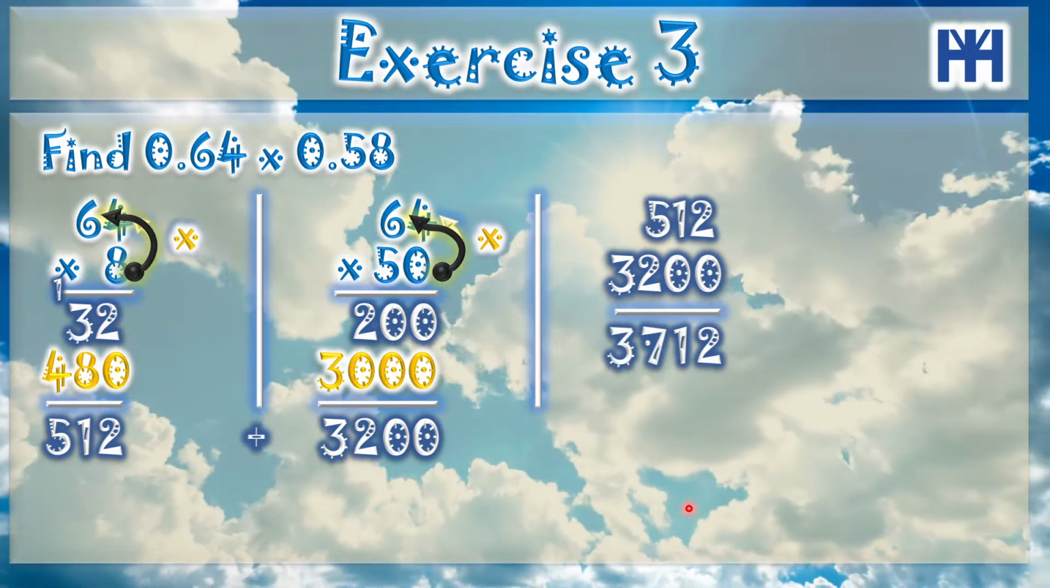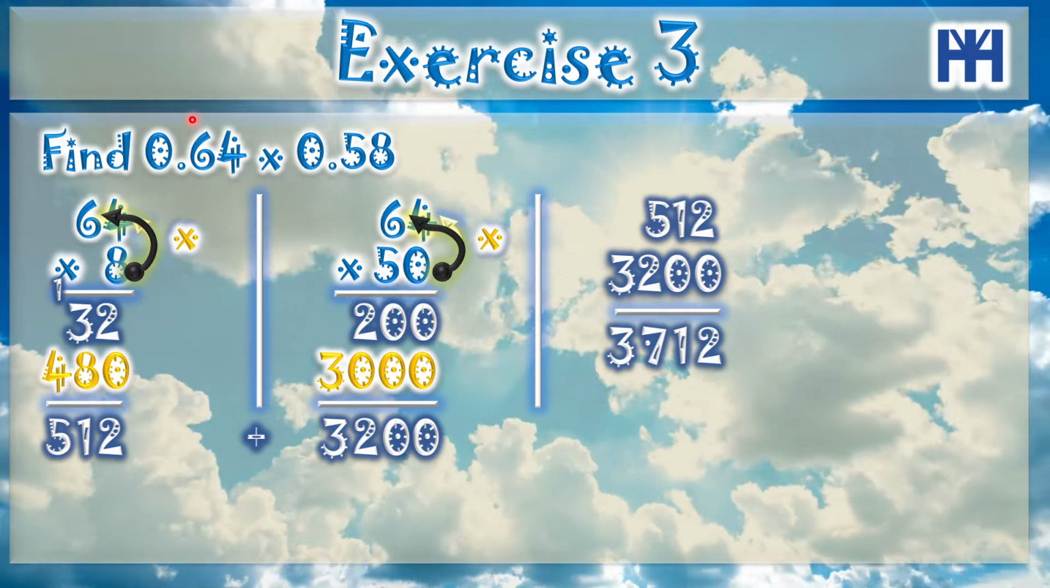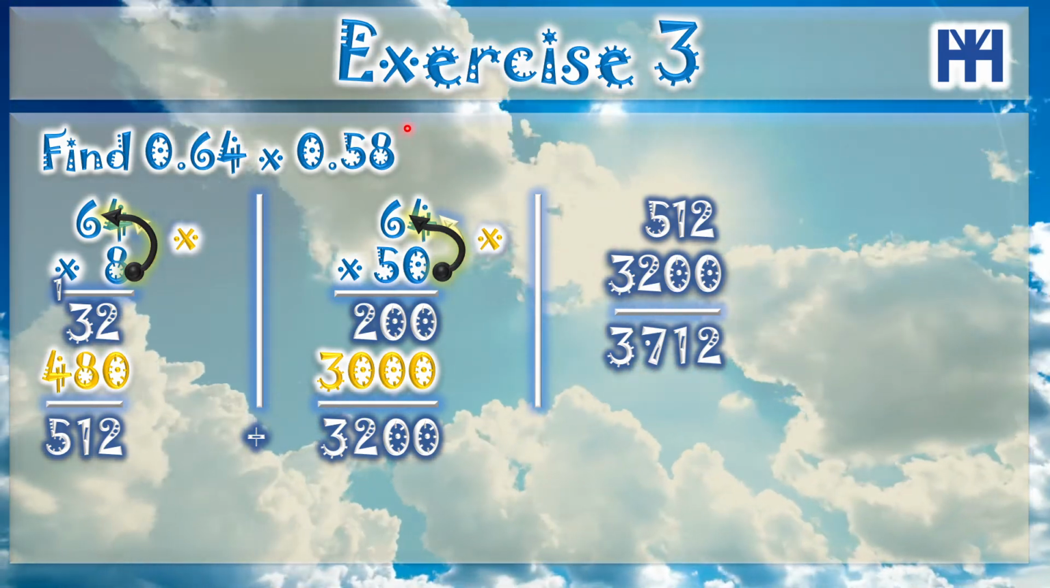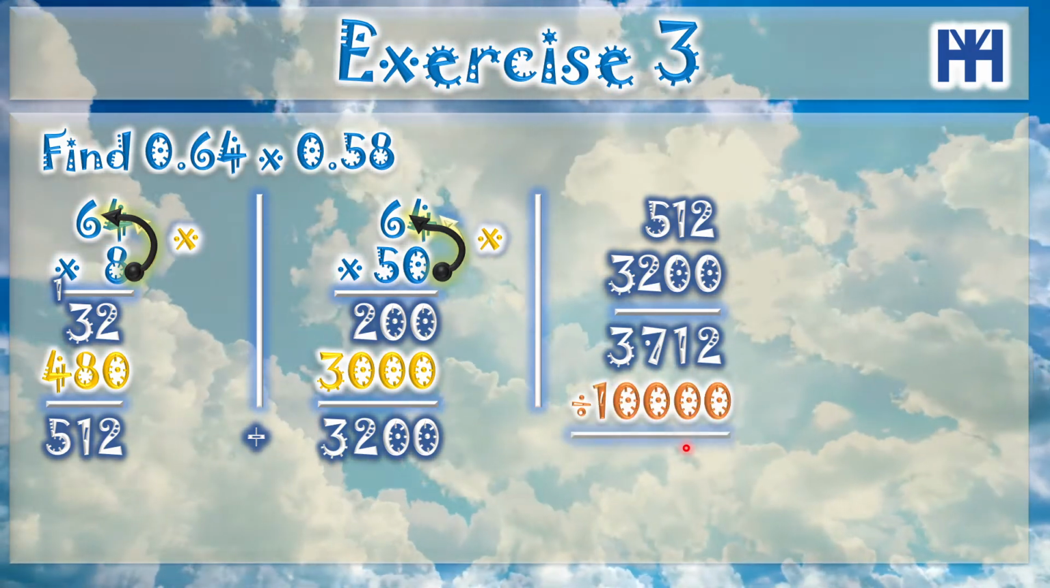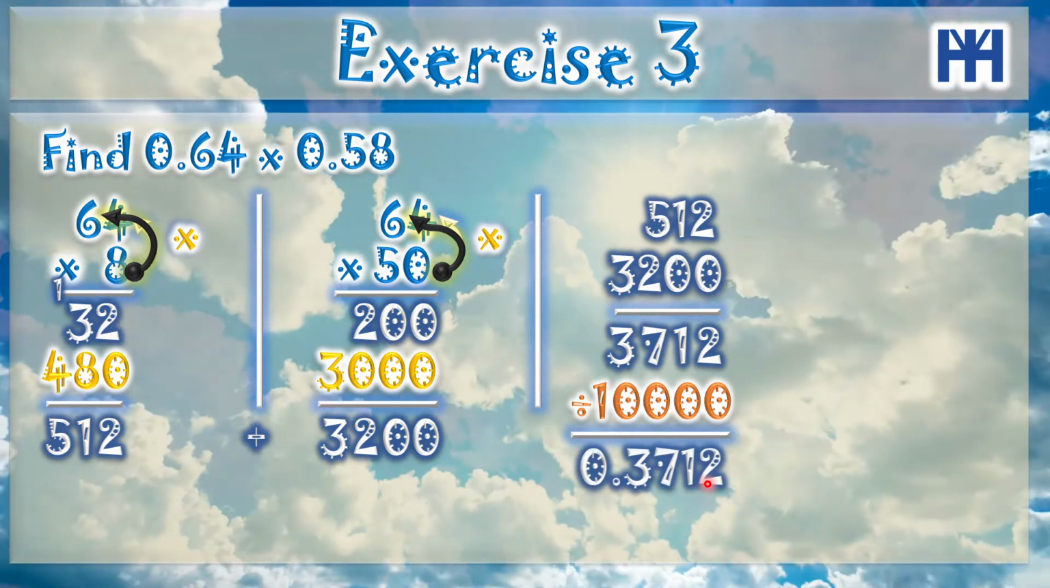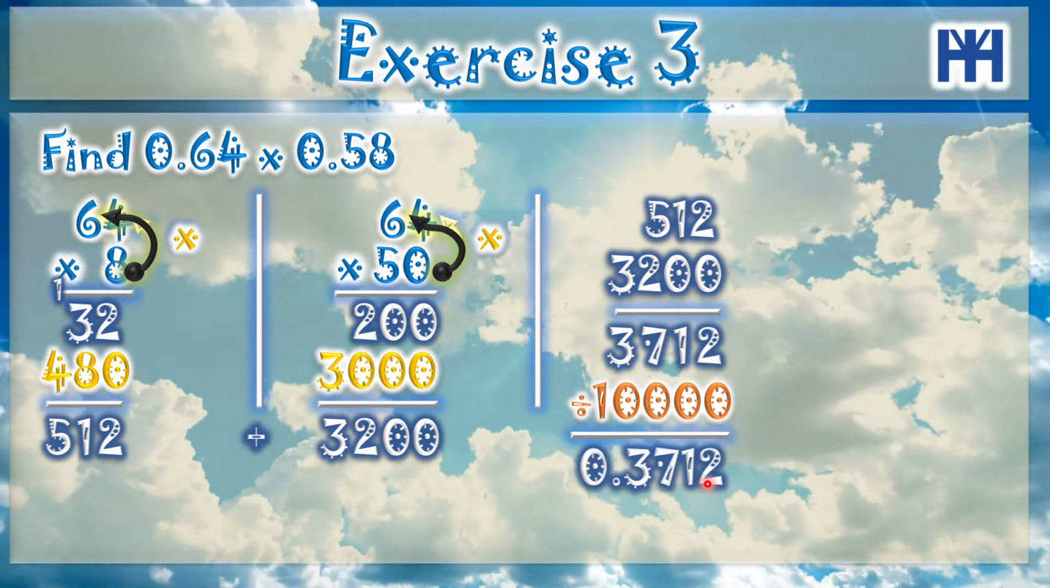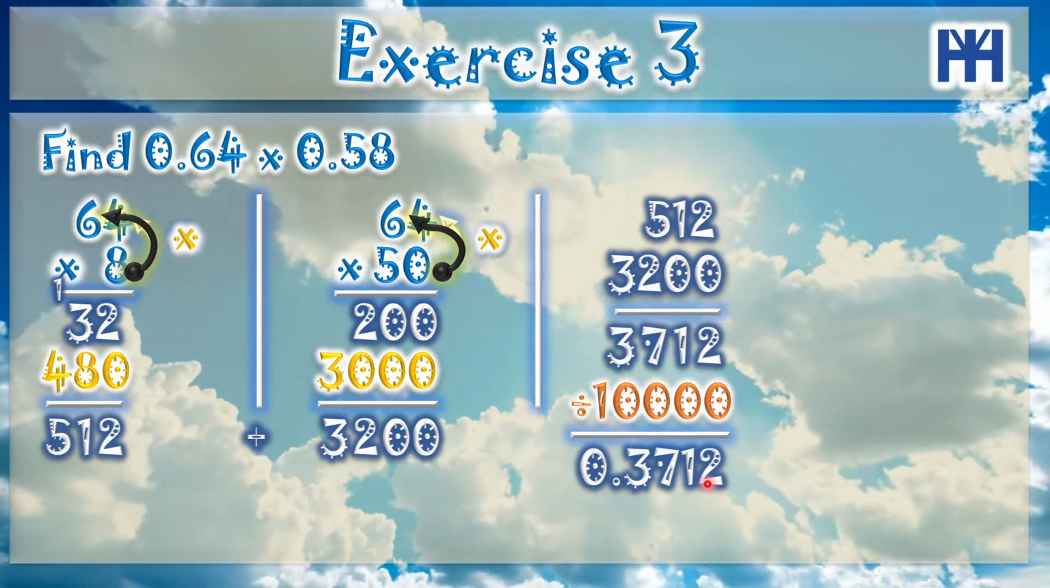3. Then we will divide by, here let's see, 1, 2, 3, 4. So we will divide by 10,000. So the result of this multiplication will be 0.3712.